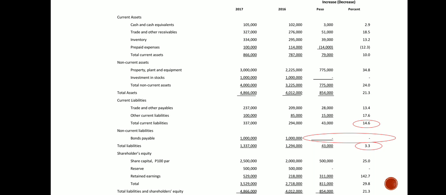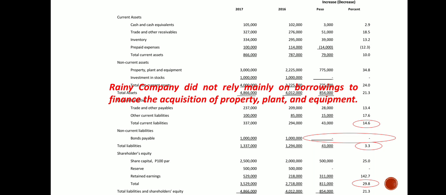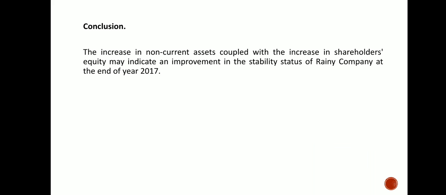However, the equity provided by the shareholders, including the earnings of the entity, increased by 29.8%. So this change may indicate that Rainy Company did not rely mainly on borrowings to finance the acquisition of property, plant, and equipment. So the increase in non-current assets coupled with the increase in the shareholders' equity may indicate an improvement in the stability status of Rainy Company at the end of the year 2017.